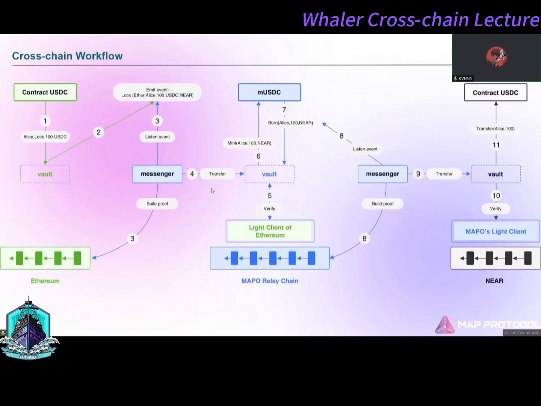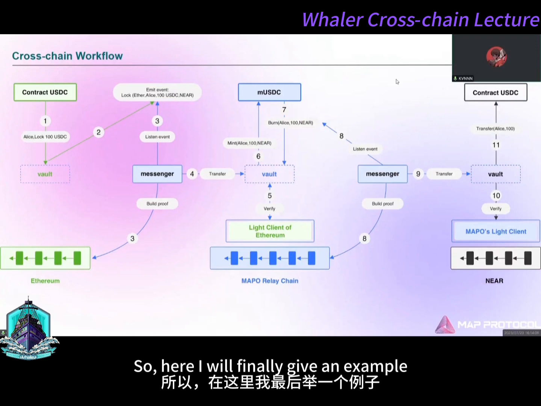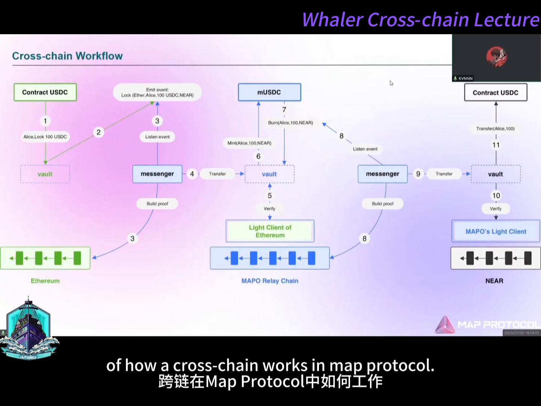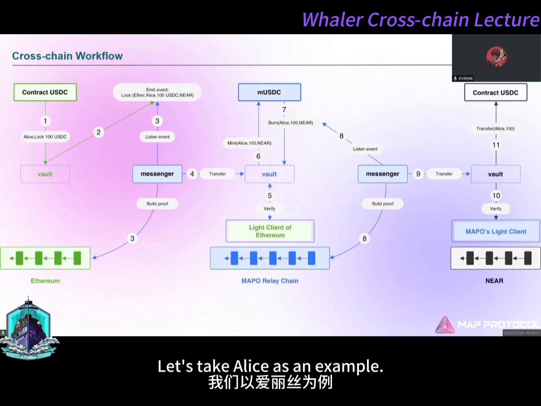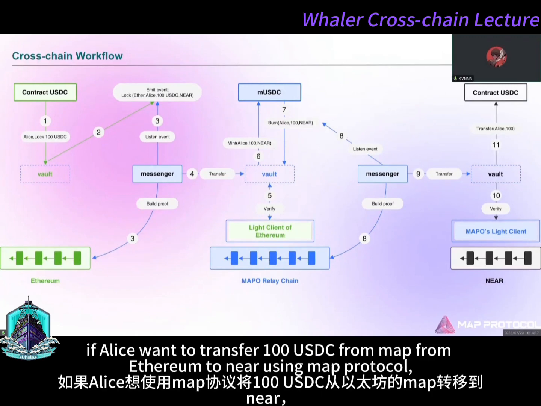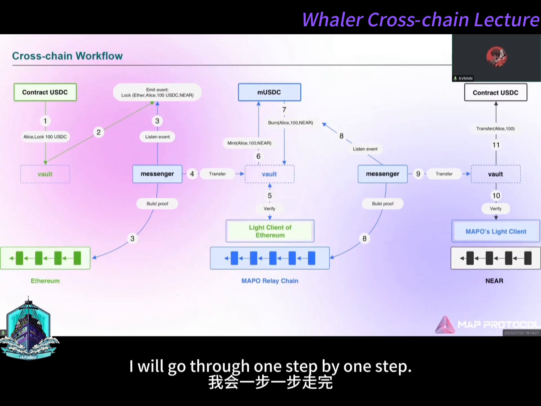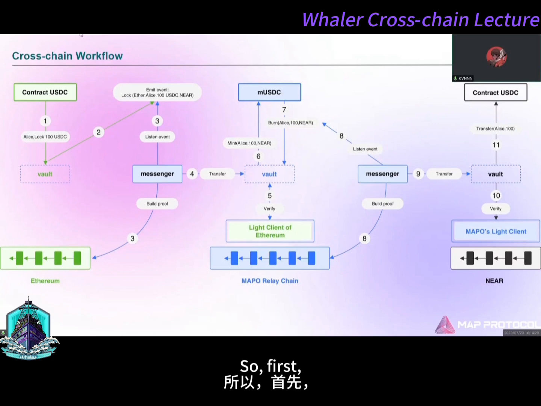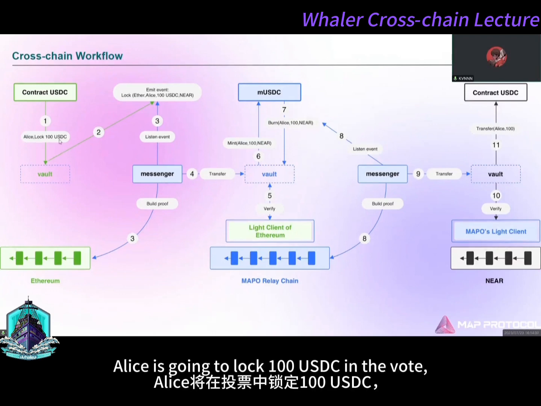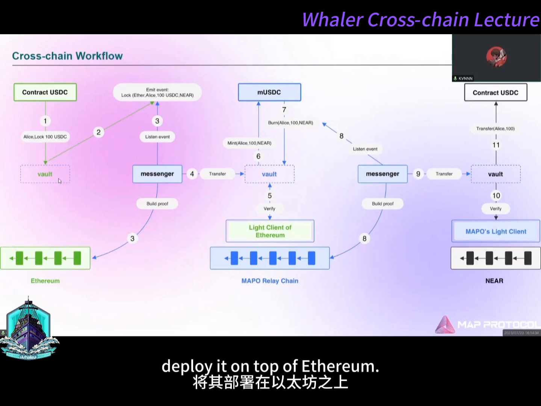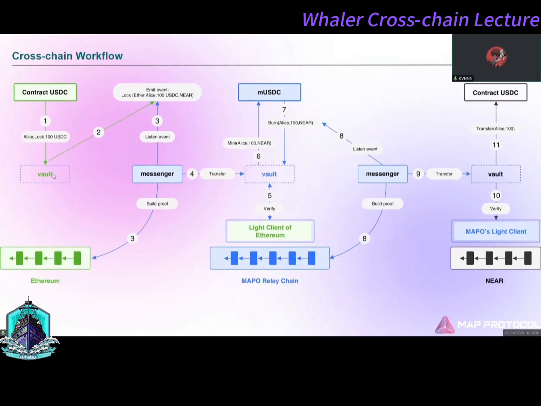So here I will finally give an example of how cross-chain works in Map protocol. Let's take Alice as an example. If Alice wants to transfer 100 USDC from Ethereum to Near using Map protocol, this is the workflow. I'll go through it step by step. First, Alice is going to lock 100 USDC in the vault deployed on top of Ethereum.